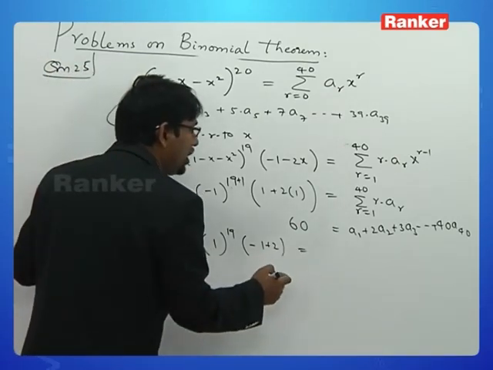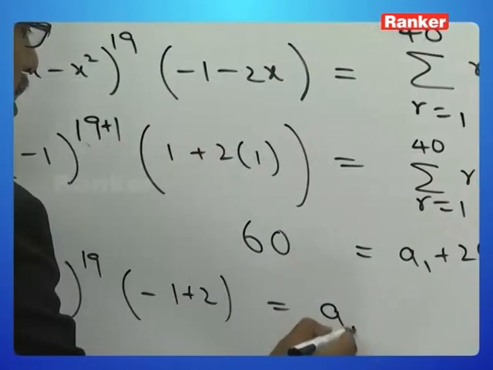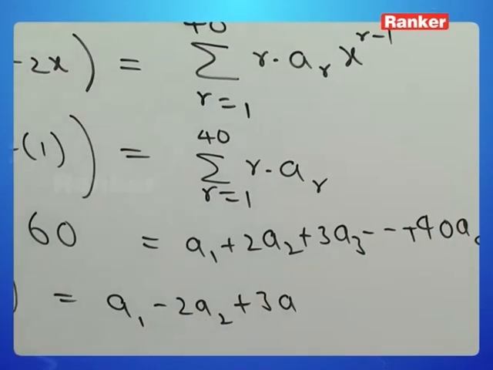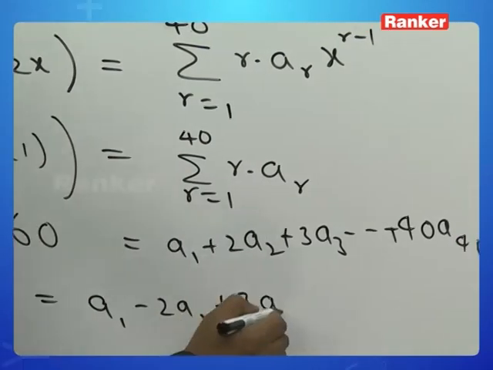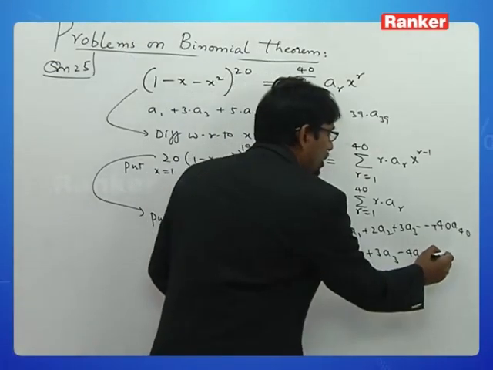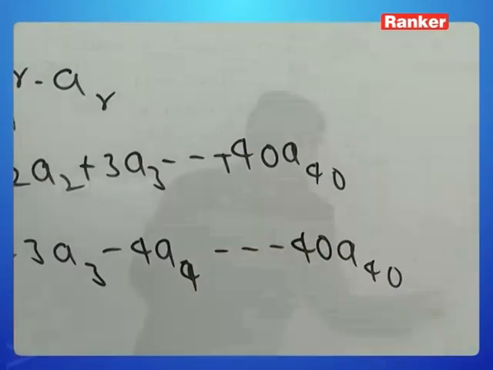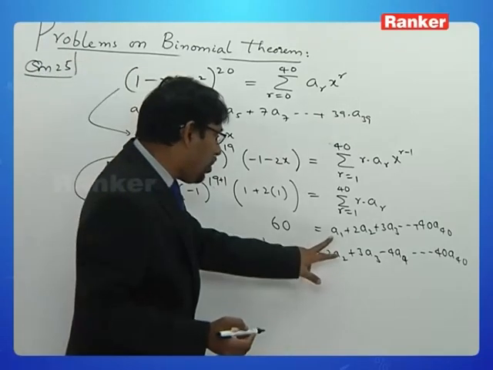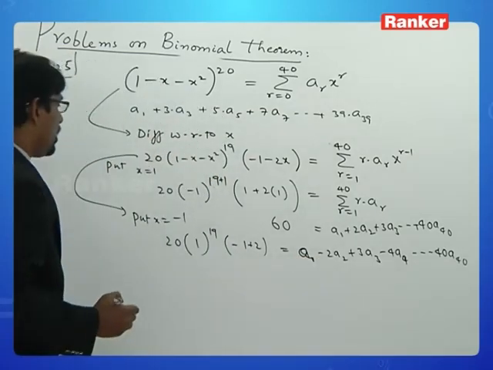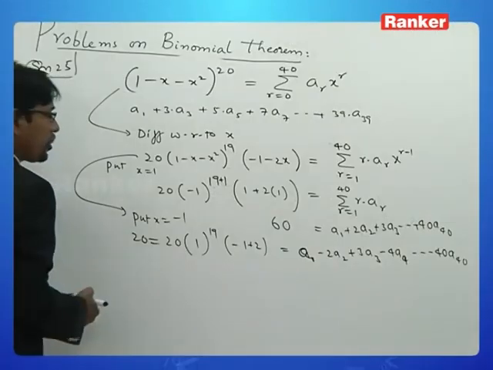And what do you have on the right hand side? We will get alternatingly a1 minus 2a2 plus 3a3, minus 4a4, so on and so forth, and we'll have minus 40a40. So the even suffix terms will have a minus sign, odd suffix terms will have a plus sign only. This is a1 there. Now what do you have on the left hand side? It is just 20. All this is coming out to be 20.